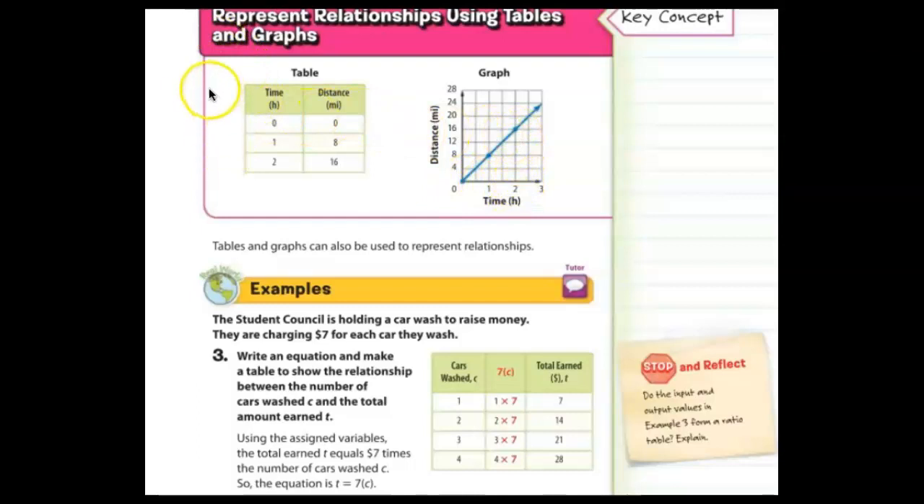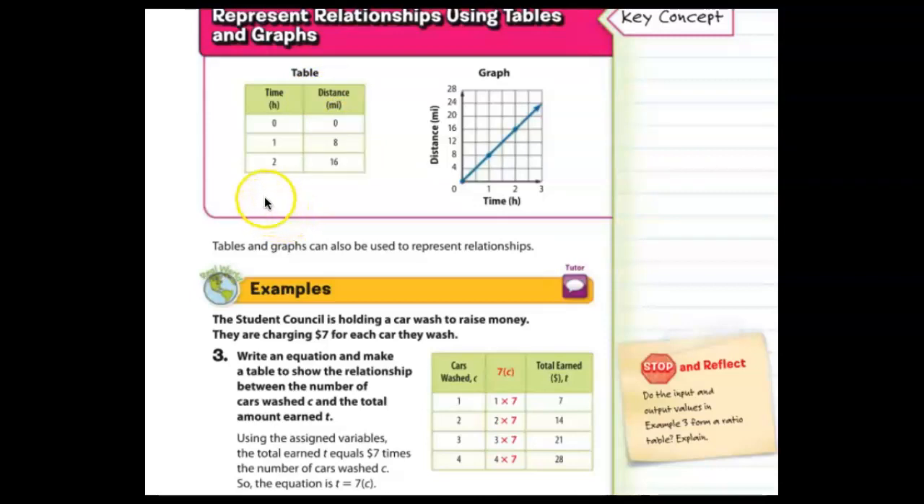Now, how would we write the equation for this? The other part besides table and graph is going to be equations. So if I start out with the dependent variable, which one of these is dependent, time or distance? Which one changes based on the other? Answer that for me, please.